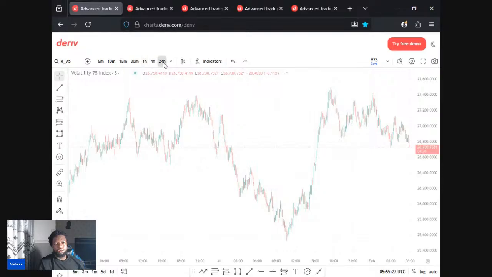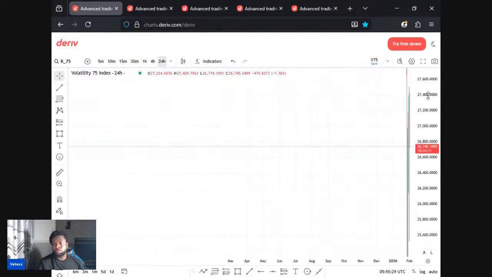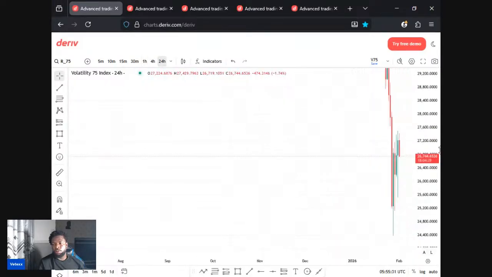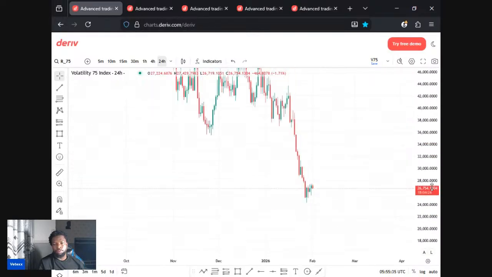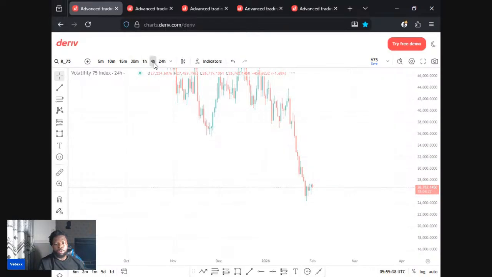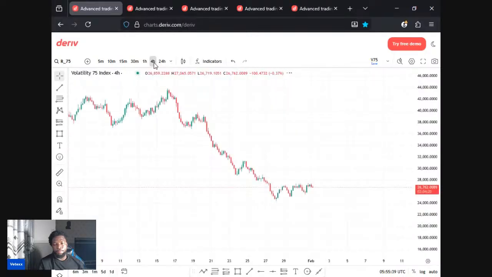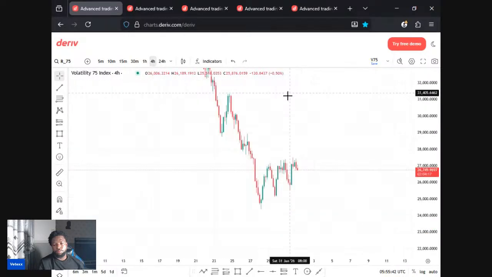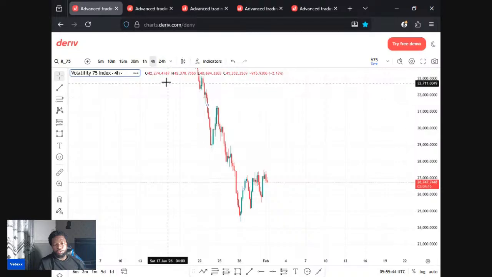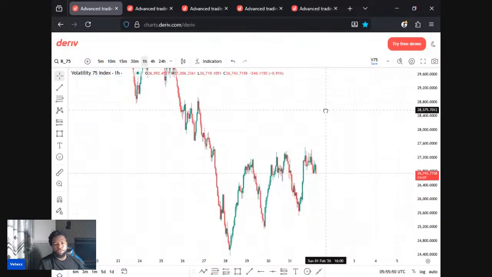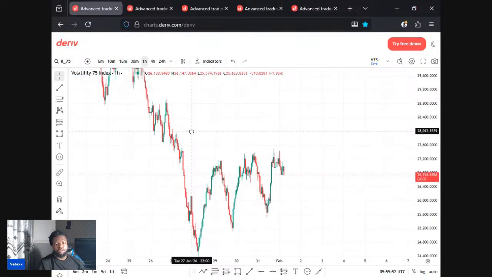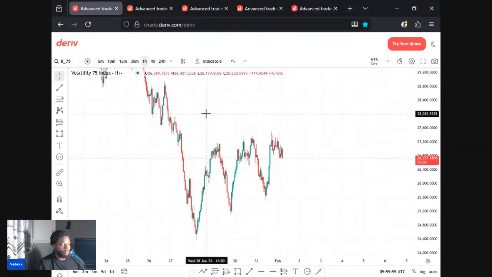V75 has been bearish on all time frames. Take a look at this, bearish on all time frames. Let's check the 4-hour time frame. Nothing is happening on the 4-hour. Let's check the 1-hour. Is there anything happening on the 1-hour? Nothing is happening on the 1-hour. We do not have a setup yet on V75.